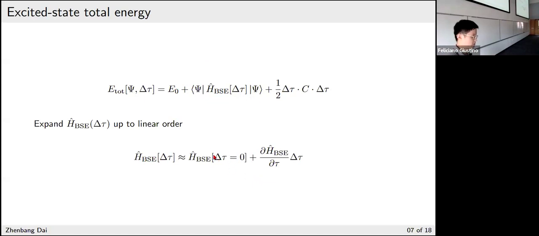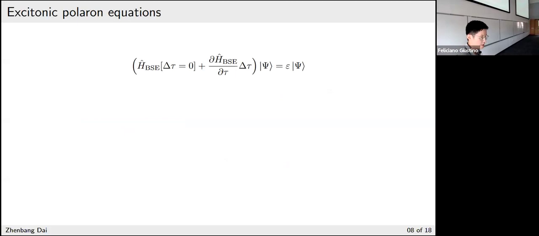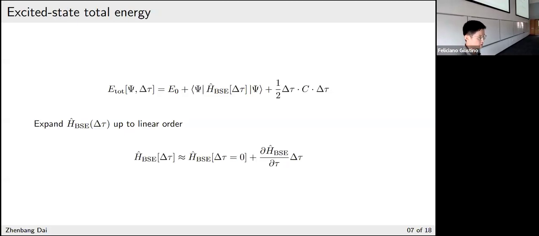The first order is the BSE Hamiltonian for the undistorted structure, which you can evaluate from a unit cell. So that's much cheaper. And also the first order variation of the BSE Hamiltonian, which you can evaluate from some perturbation theory. And this can also be done within a unit cell. So in principle, we can finish this calculation without having to use a supercell. And it's already encoded in this theory. And now we have a functional for the excited state total energy.